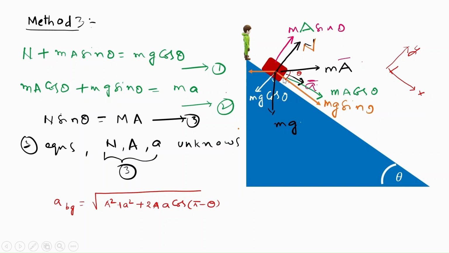Our target is to figure out the acceleration of this block with respect to the ground. The angle between capital A and small a is pi minus theta, because this angle is theta, therefore the remaining angle is pi minus theta. Therefore, acceleration of block with respect to the ground, we can write as under root of a square plus A square plus 2aA cos of the angle between them, pi minus theta. In all the three methods, it is clear that the third method is very comfortable. Okay, you can follow this.